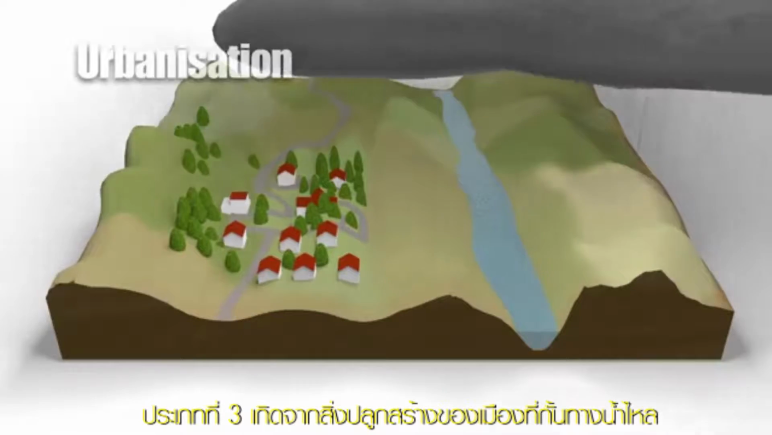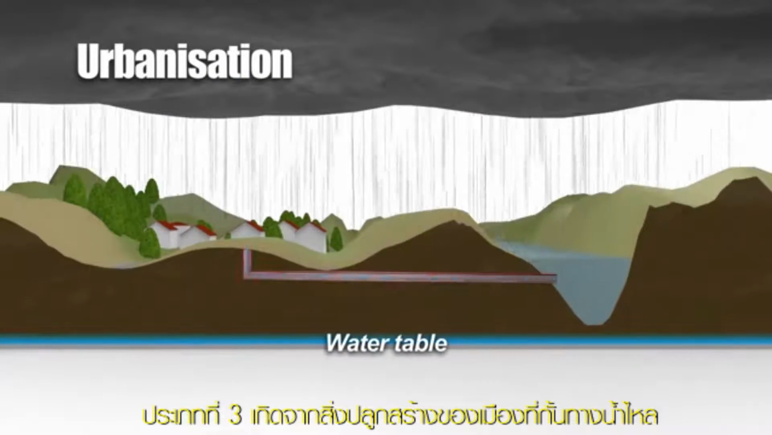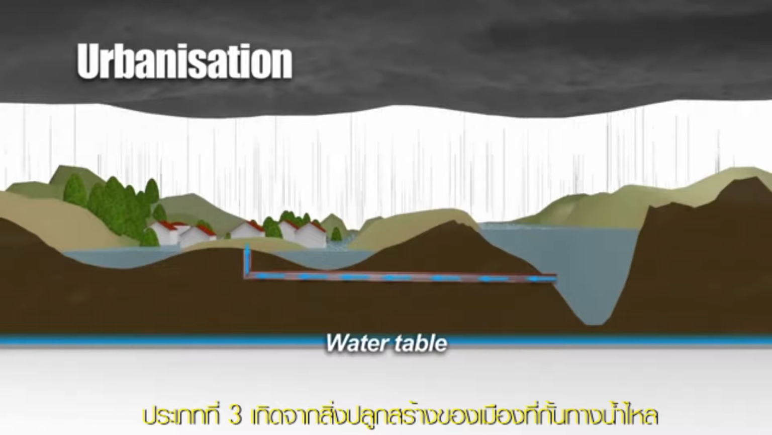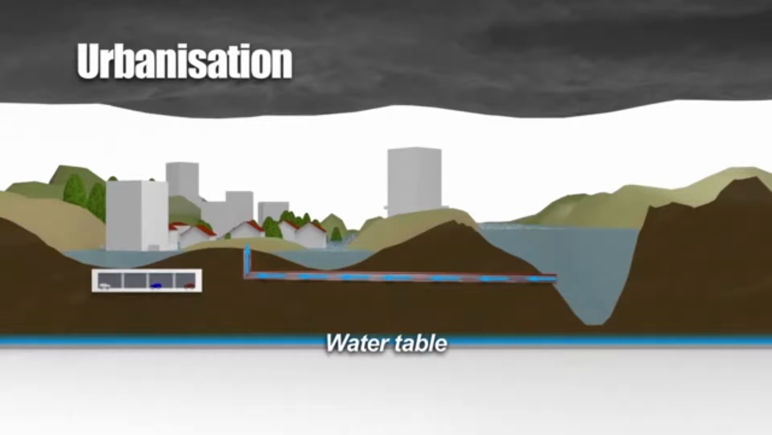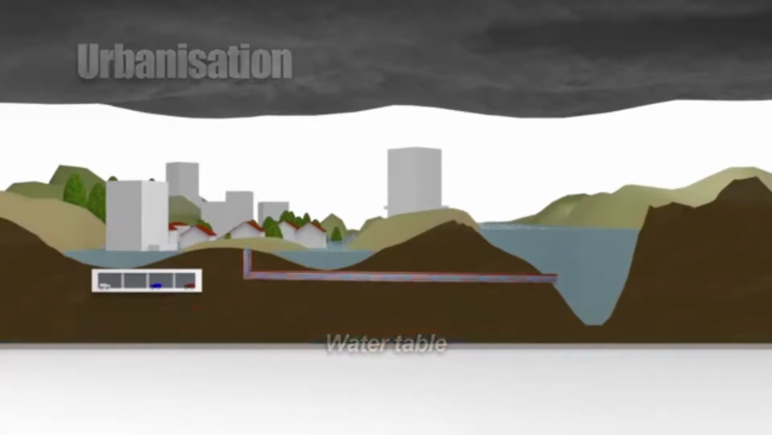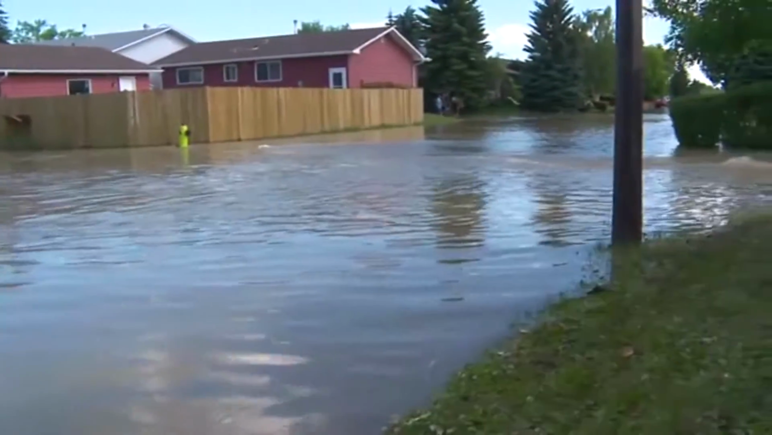The third type is caused by urbanization in flood-prone areas. Excess water passing through drainage systems can accumulate in low-lying zones. This effect is worsened by the coverage of land with buildings and impermeable surfaces such as concrete. Less water can be absorbed into the ground, overloading sewers. Floodwaters can devastate neighborhoods near the ocean or rivers.